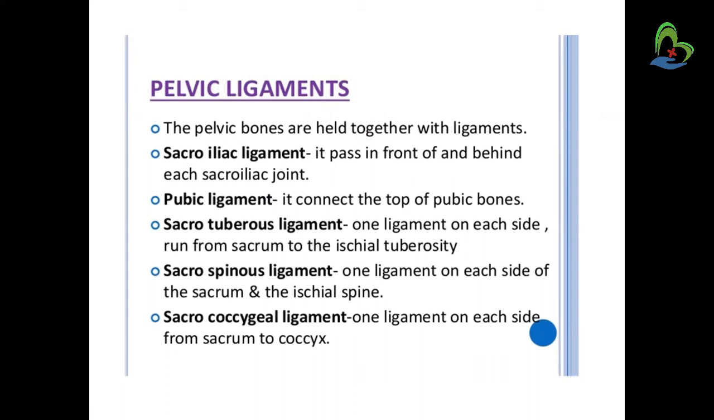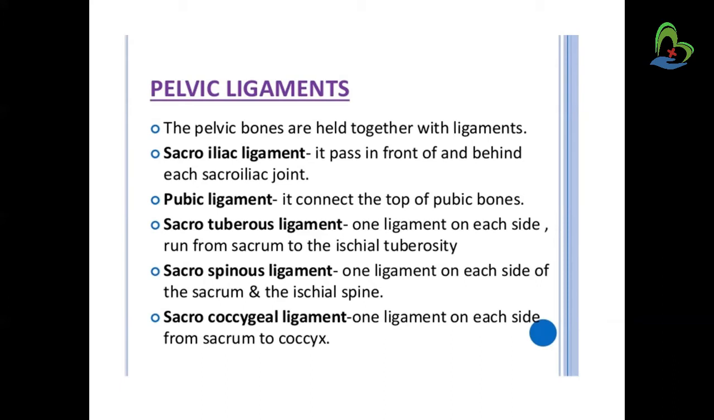So there are ligaments as follows: sacroiliac ligament, pubic ligament, sacrotuberous ligament, sacrospinous ligament, and sacrococcygeal ligament. The sacroiliac ligaments are present in front as well as behind the sacroiliac joint. The pubic ligament connects at the top of the pubic bone, and the sacrotuberous ligament is one of the ligaments on each side that runs from the sacrum to the ischial tuberosity. So from the sacrum bone till the ischium bone.